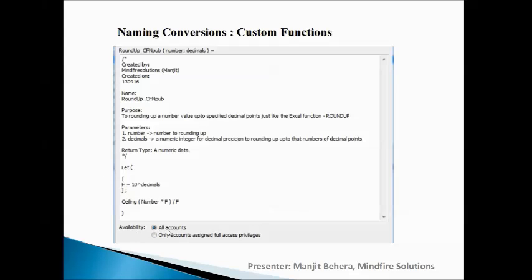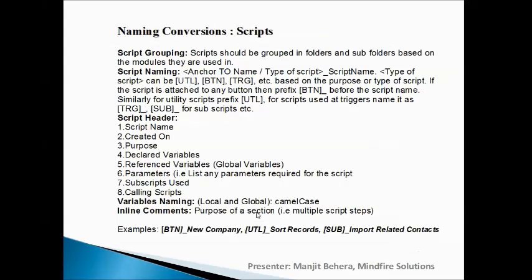This is the accessibility. Here it is for all accounts, which is why we notify it as pub, public. If the second option is checked, then we would say it is pvt, that is private, and it can only be accessed by a specific type of user.